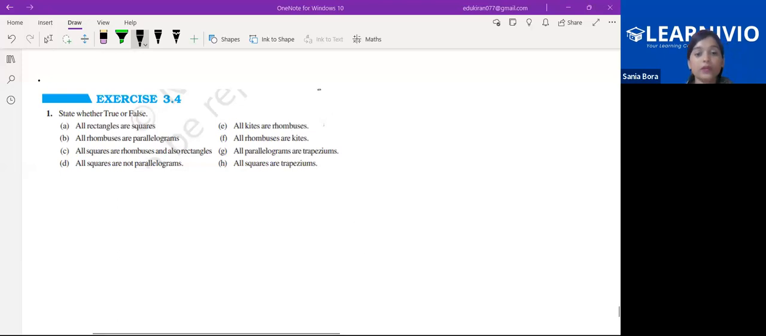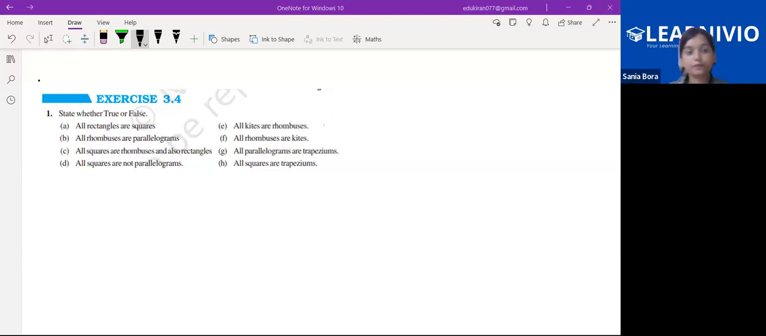Okay, now let's quickly discuss the answers. First one says all rectangles are squares. So is this correct, Ibrahim? False. Why? Because a square has all the sides equal, but a rectangle doesn't have all the sides equal. So that's why all rectangles cannot be squares.